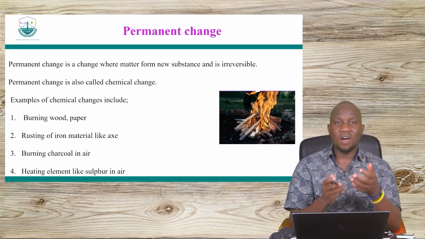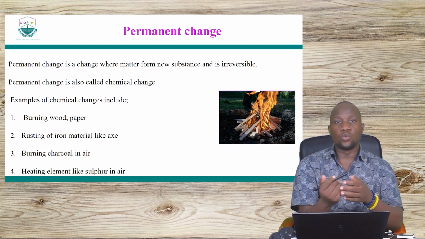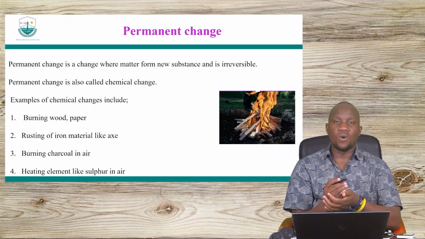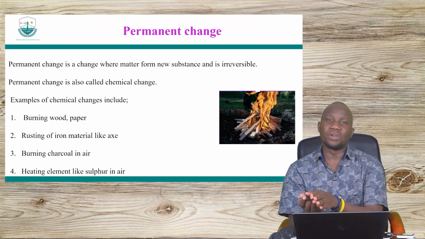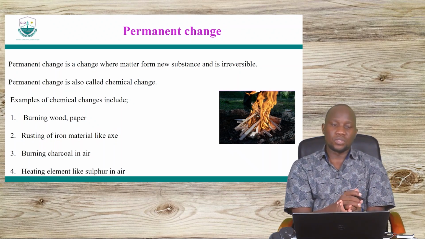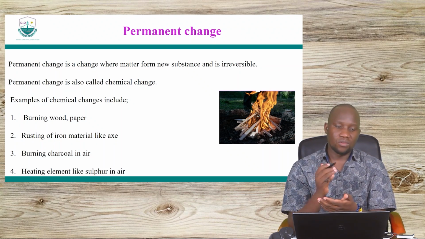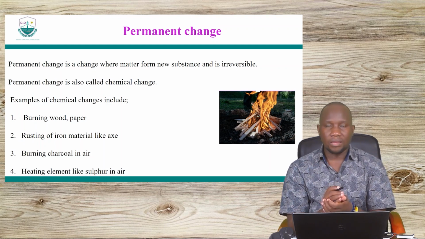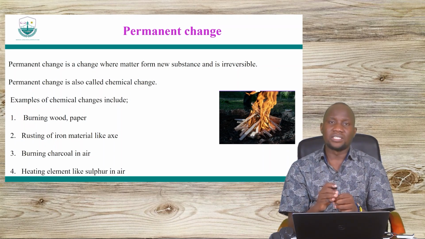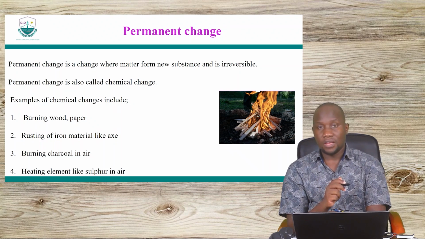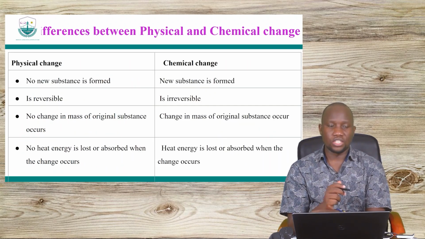And then when you have wood, burn it into ash, you can't turn the ash into wood. No, that is a permanent change. Okay? So with the permanent change, you create a completely new product and you cannot convert that product into what you had initially. So it is a permanent change, and it's what we call a chemical change. So burning a paper, rusting of metal, burning of charcoal, heating of sulfur in the air, those are chemical changes and we call them permanent changes. New products are formed and the process is irreversible. That's why we are saying it is a permanent change.